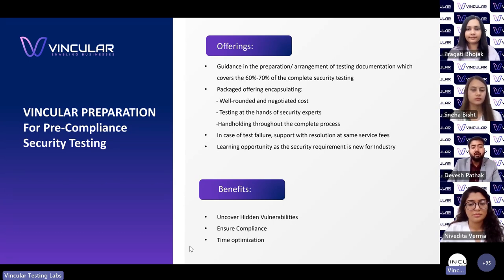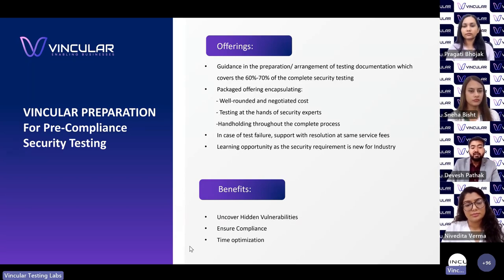And this point is mentioned by Kalyan sir as well. The next is package offering encapsulating well-rounded and negotiated cost, testing at the hand of security experts, hand-holding throughout the complete process. In case of test failure, support with resolution at same service fees, learning opportunity as the security requirement is new for industry. Further, we have some key benefits of MTCTE NCCS pre-compliance security testing.